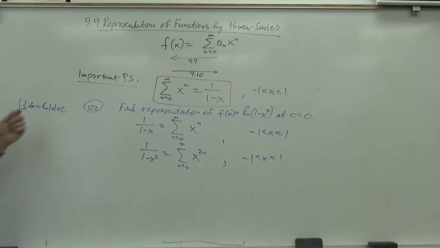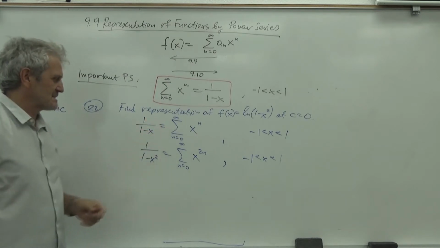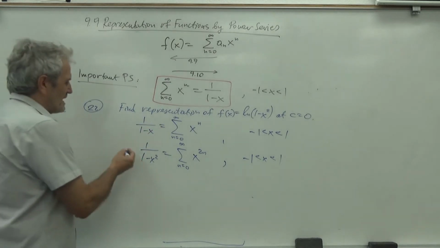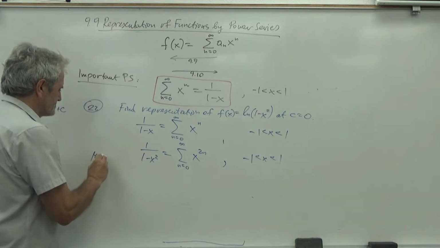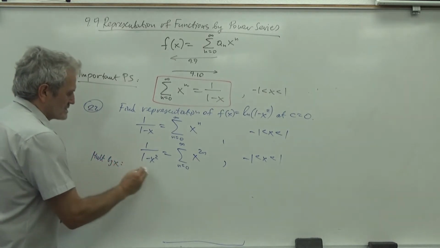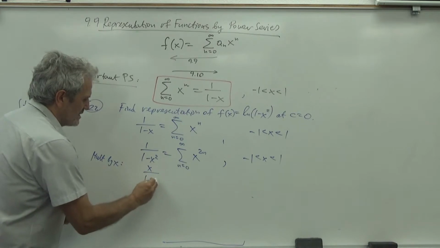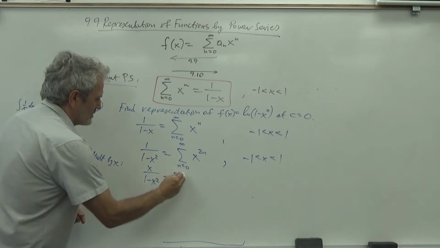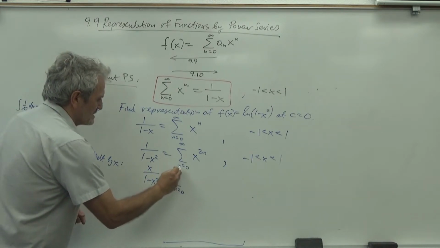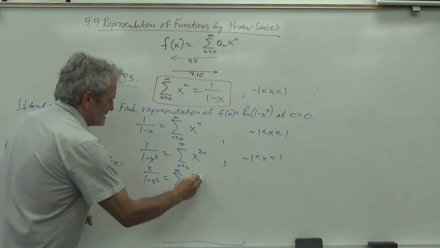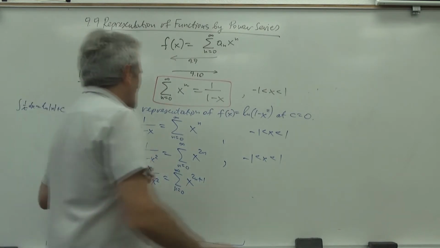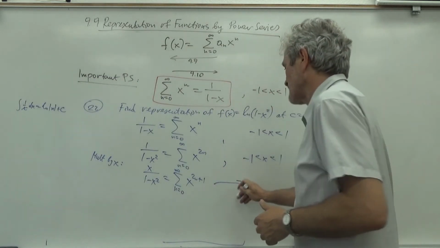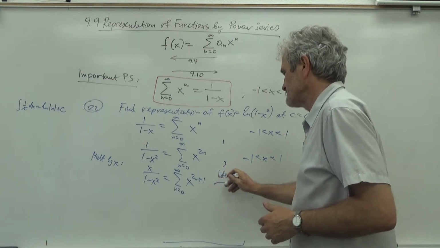But as I said, this will not give me the ln that I need as an integral, so I'll multiply both sides by x. So what do we get? x over 1 minus x squared is the sum, n goes from 0 to infinity, of x to the 2n plus 1, because everybody gets an extra x. What now? I will integrate both sides within the interval of convergence.